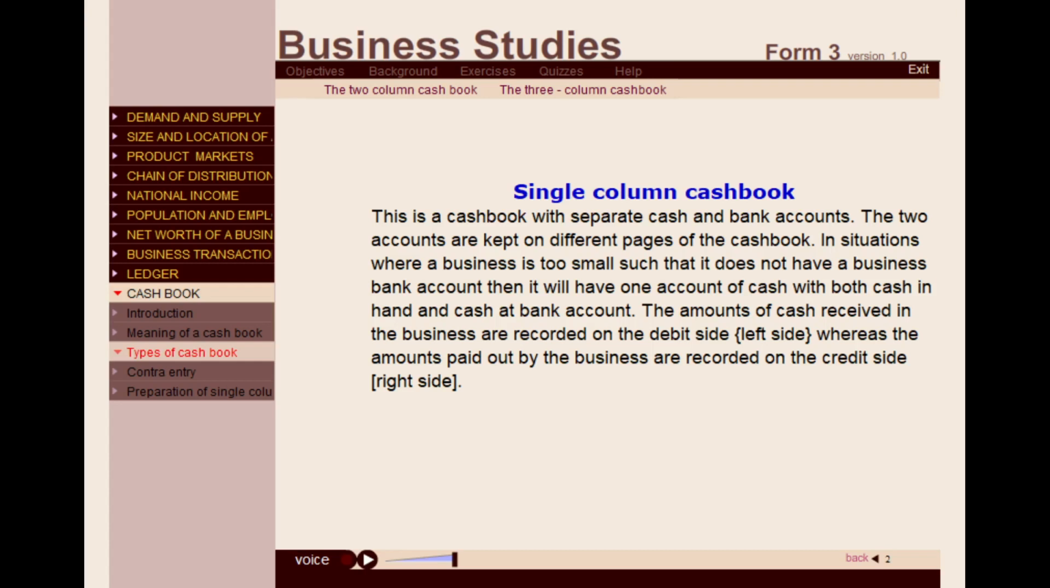In situations where a business is too small, such that it does not have a business bank account, then it will have one account of cash with both cash in hand and cash at bank. The amounts of cash received in the business are recorded on the debit side, that is, the left side, whereas the amounts paid out by the business are recorded on the credit side, that is, the right side.